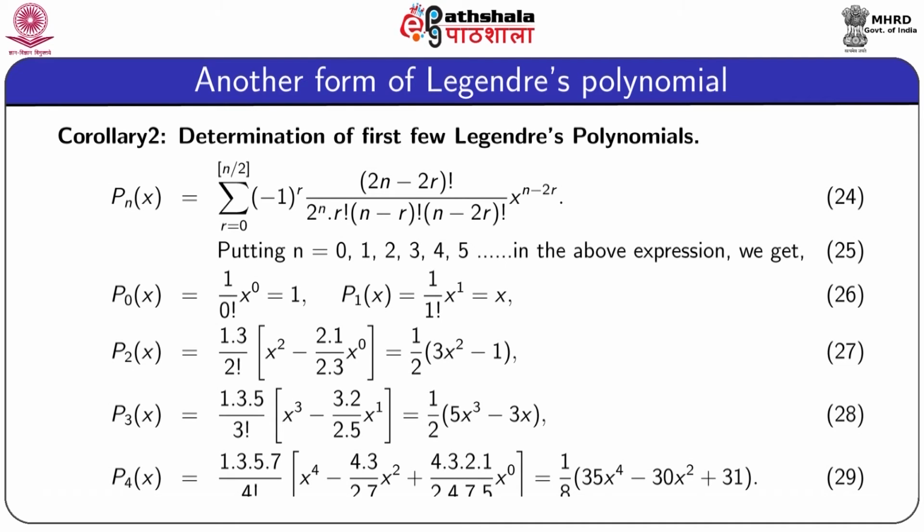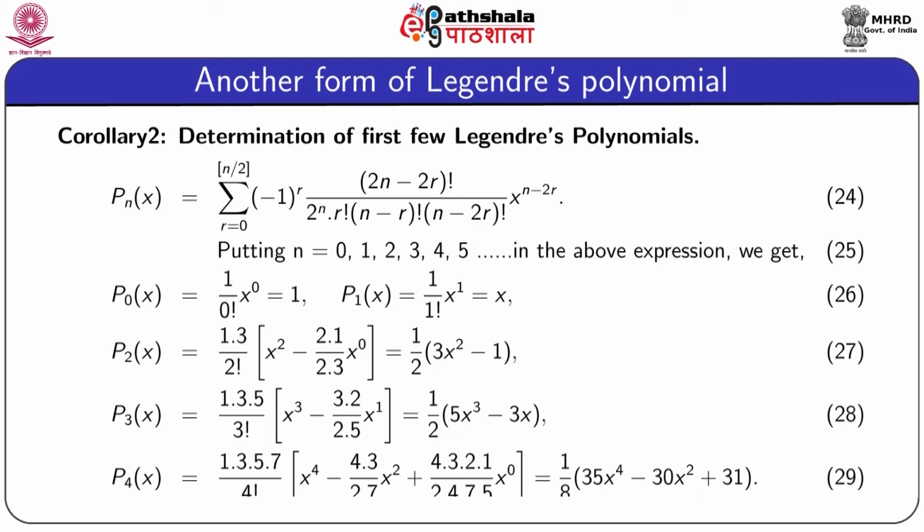We now determine a few Legendre's polynomials, which we already have done before, but now with this new alternative form given in equation 27. Please note, if we put n equal to 0, then r goes from 0 to n/2, which actually becomes 0. So, the value of n and the value of r are both 0, which we put in expression 27. If you do that, you will get P_0(x) equal to 1 by 0 factorial x to the power 0, which is 1.